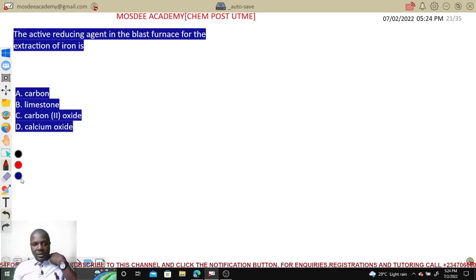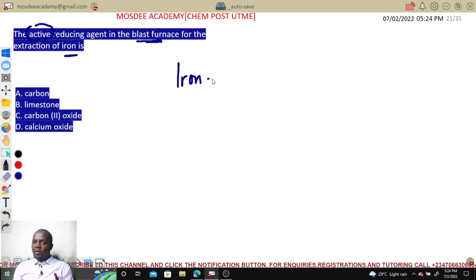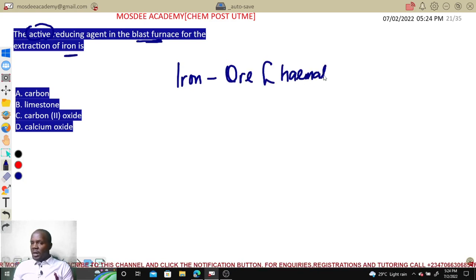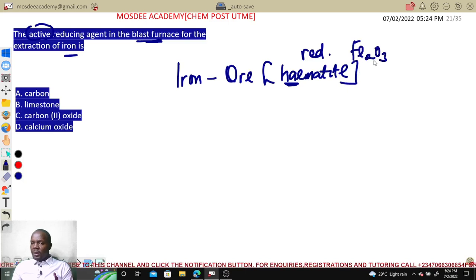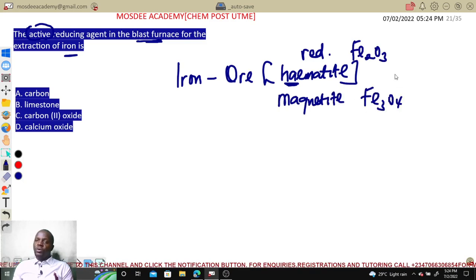Now the next one says, in the blast furnace for the extraction of iron, the active reducing agent, another important word is active. Iron is extracted in this blast furnace from ore. The ore of iron is hematite. We use hematite, which is color red, like hemoglobin. You understand? That is color red. This hematite is Fe2O3. And the other one is magnetite, that is Fe3O4. But mostly hematite is what we use.